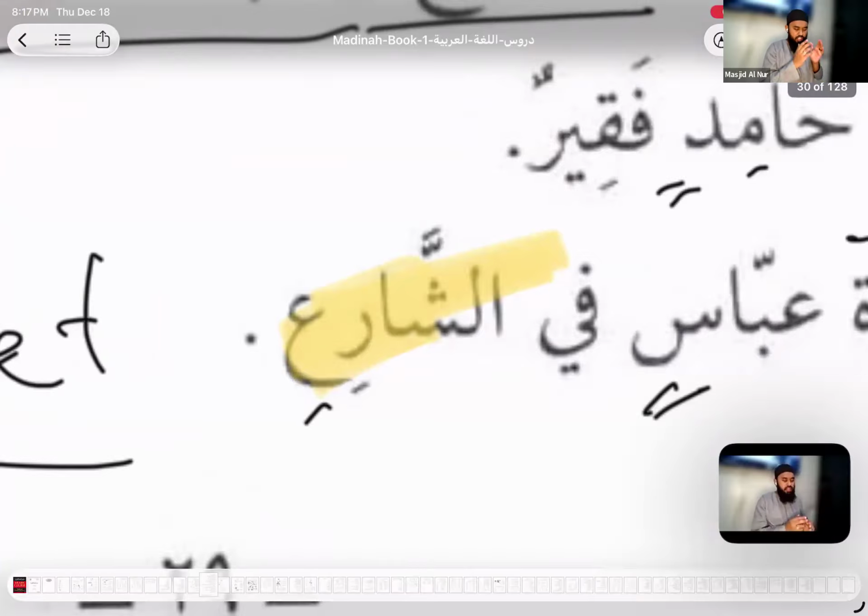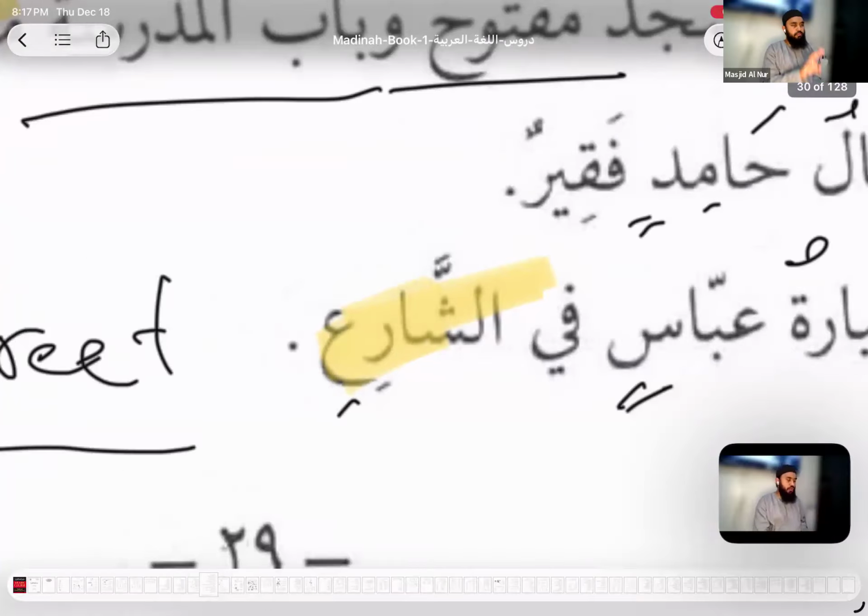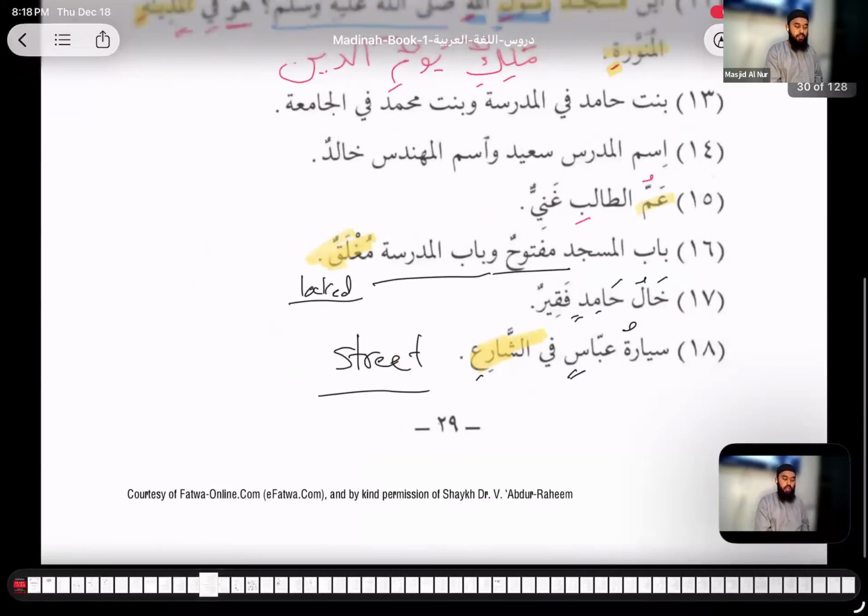But shari' as a street, if you look in a dictionary, both exist, shari' and shari'ah. I would say the more common one is shari'. Arabs use shari' and shawari', streets, because the plural is shawari' and does not have the ta marbuta. So shari' is singular, and this is more common, inshallah.